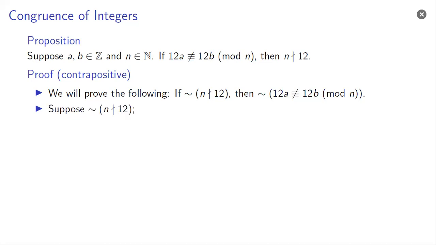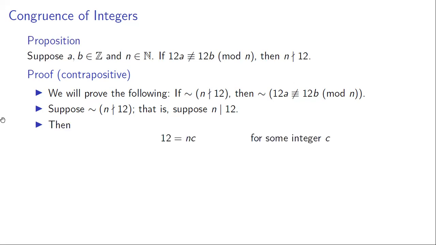Okay. So suppose that it is false that n does not divide 12. In other words, suppose that n does divide 12. Again, it is false that n does not divide 12. That means n divides 12. All right, so what do we know if n divides 12? So 12 is equal to n times c for some integer c.